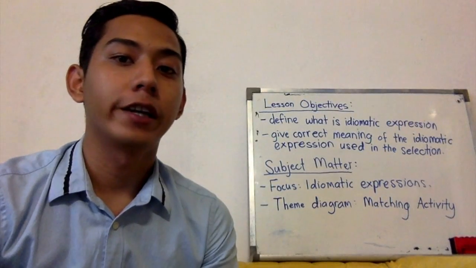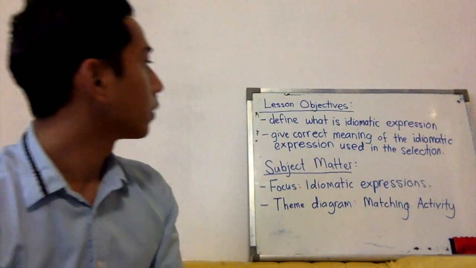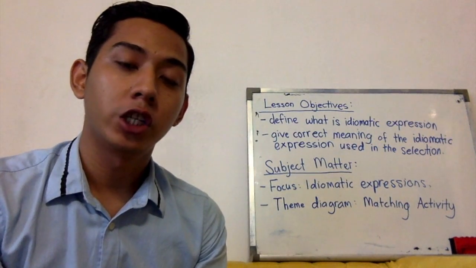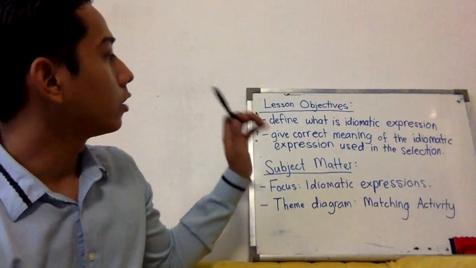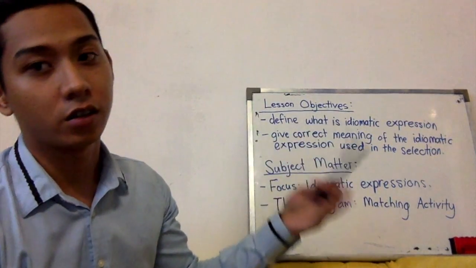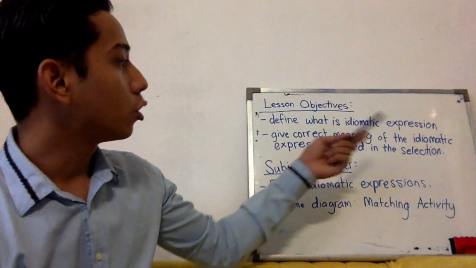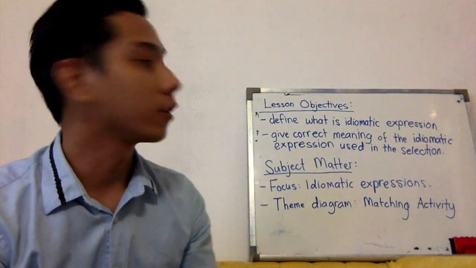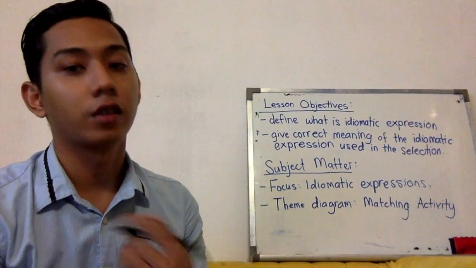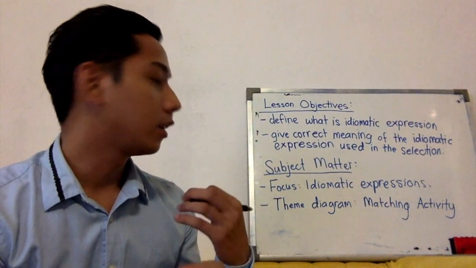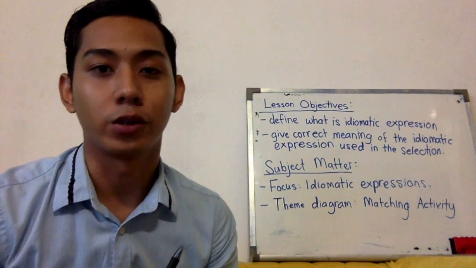Okay, so now I would like to take a few minutes to show you a short lesson demonstration. So let's take a look at the whiteboard, and I will be teaching about idioms. So these are the lesson objectives. The first one would be to get the students to define what idiomatic expressions are. And secondly is to get them to give the correct meaning of the idiomatic expressions used in the selection. And as for the subject matter, the focus will be, of course, idiomatic expressions. And the method is through matching activities. So without any further ado, let's get to it.